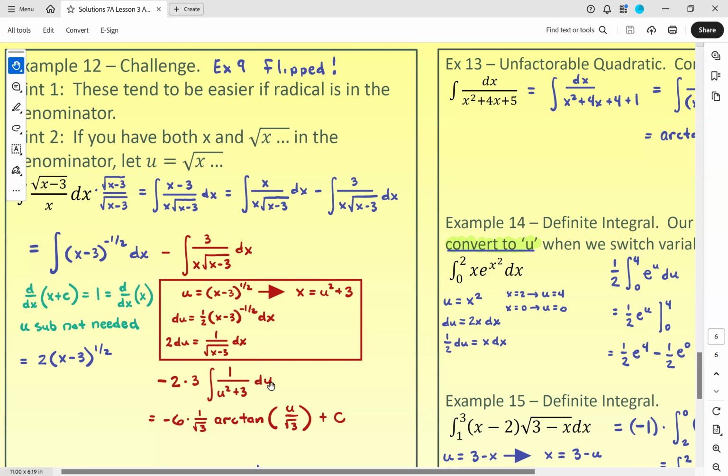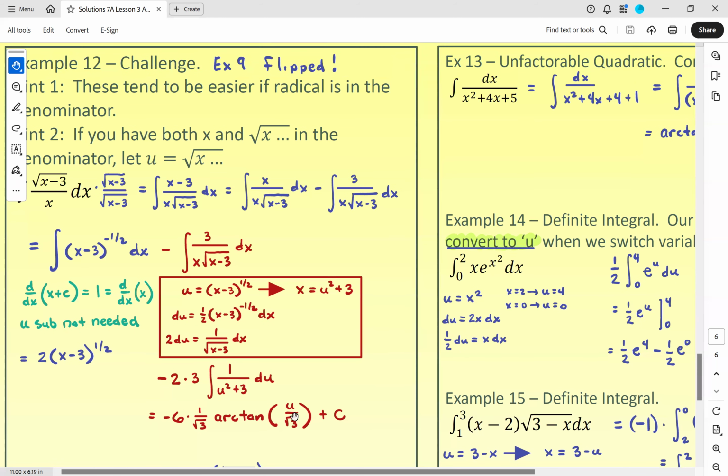And after all that craziness, all of a sudden we've got a top 20 in front of us: 1 over variable squared plus a constant. That is an arctangent antiderivative. I do need to think about the square root of this 3. Usually we see a perfect square here. It doesn't have to be a perfect square. So I've got 1 over root 3 in front. I've got u over root 3 inside here. And then, of course, these constants and the plus c.